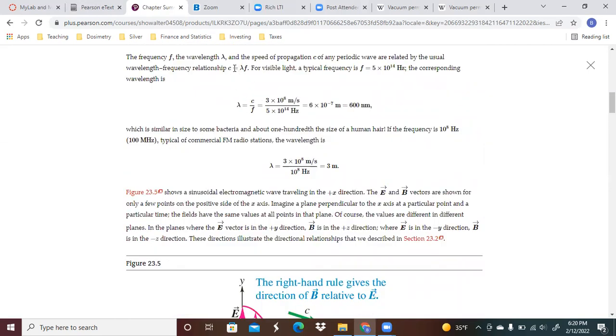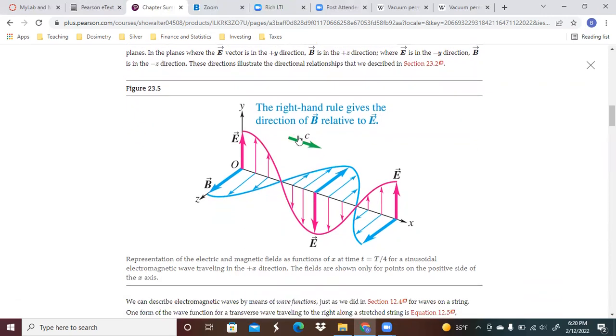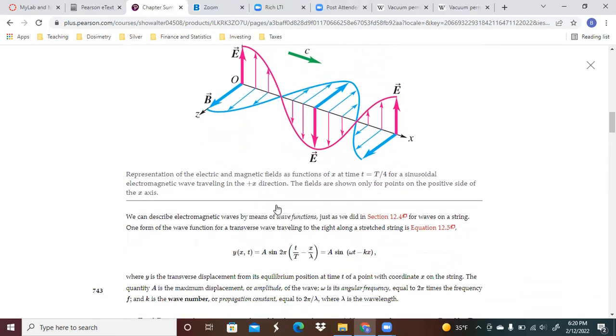The relationship here between the speed of light c, the frequency, and the wavelength, you can see that relationship here. So if we need a wavelength, all we have to do is rearrange this particular equation and we can come up with it. And that's what's going on here. Again, the right-hand rule gives the direction of B relative to E. If you'll remember, we point our thumb in the direction of the propagation of the wave, point our fingers in the direction of the electric field, and then the palm will face the direction of the magnetic field.